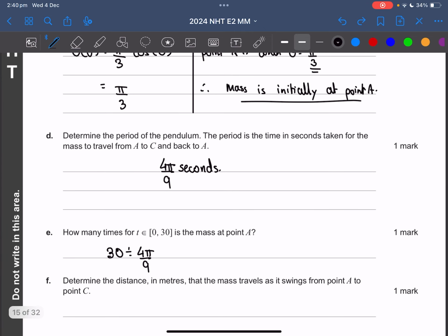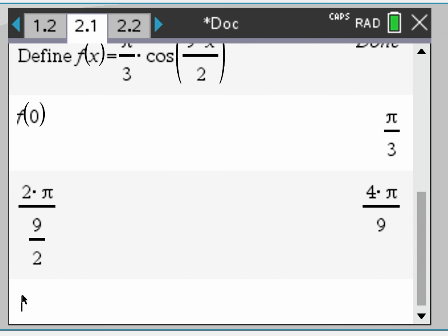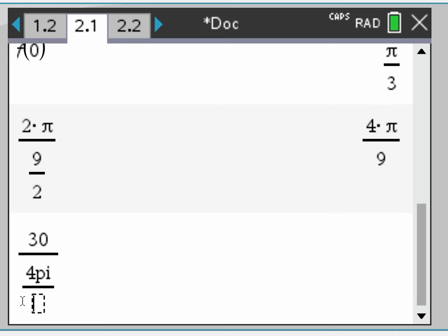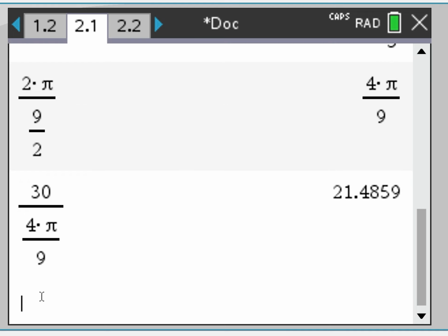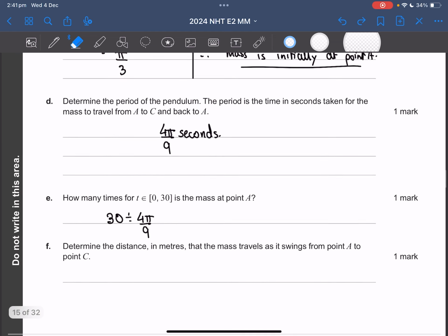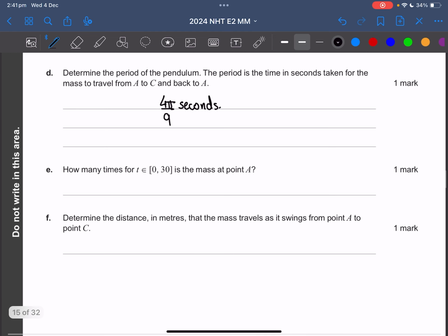Does that make sense to you? Okay? So that's the idea behind this. Okay, so let's divide this. So 30 divided by 4 pi on 9. So there are the periods. So basically this many amount of periods happen between 0 and 30. So basically this will be our answer. Okay, so we can say that our answer is going to be 21 times.